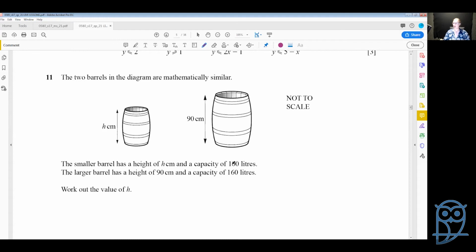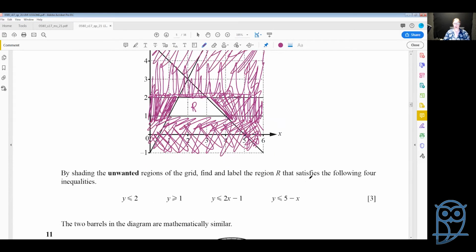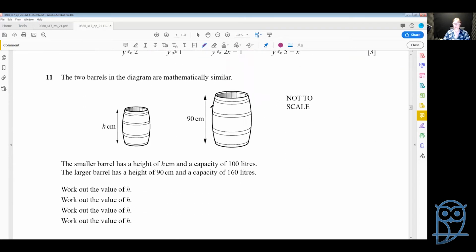Okay, question from number 10. Do we label it in pen? They said find and label. So yes, we do go label it in pen, and you do have to go shade it in some kind of way that they are sure that you are shading the correct part. Okay.